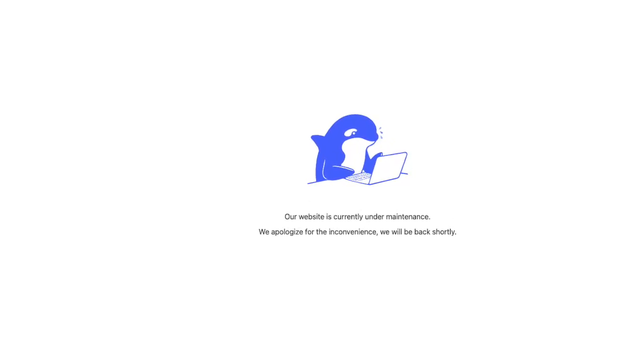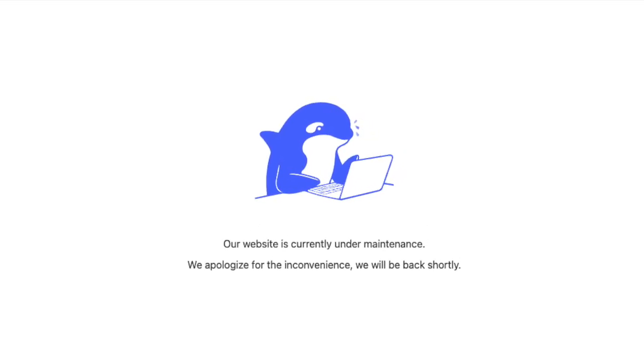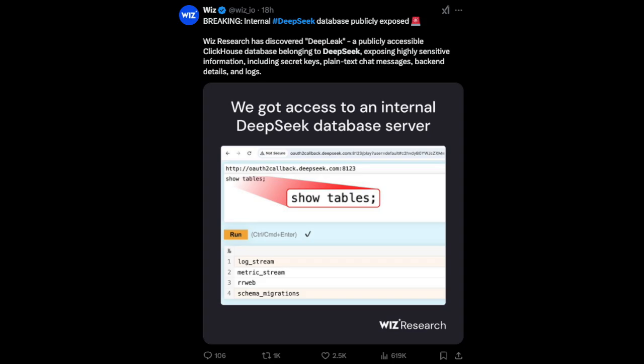However, recent developments have raised some serious concerns about its security infrastructure. If you've tried to use DeepSeek's chat service or sign up for their API in the past week, you might have run into some problems. Here's why. A security company called Wiz Research found something they named DeepLeak. They discovered an unprotected database that contained sensitive DeepSeek information, things like secret keys, chat messages, and internal system details.